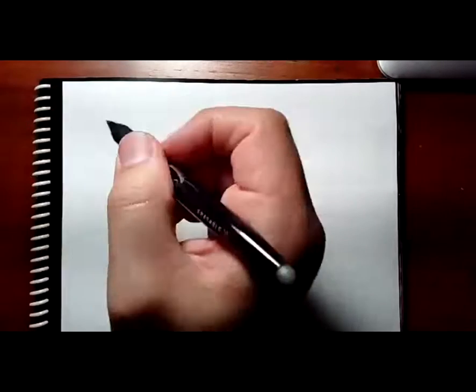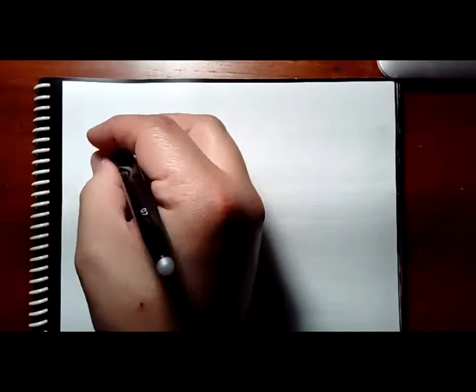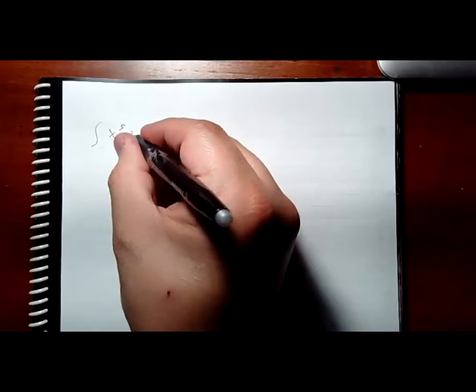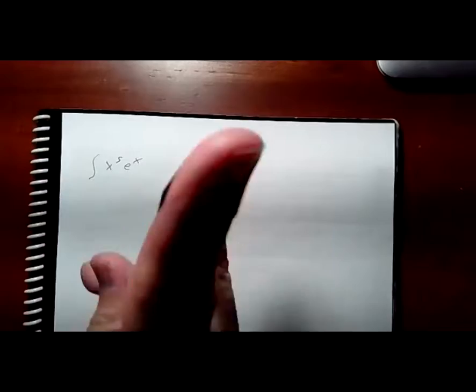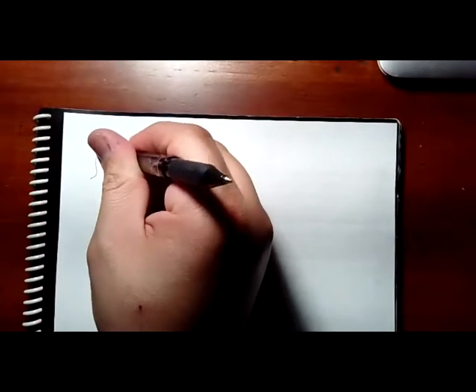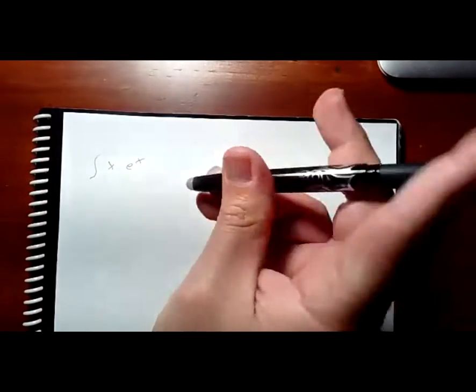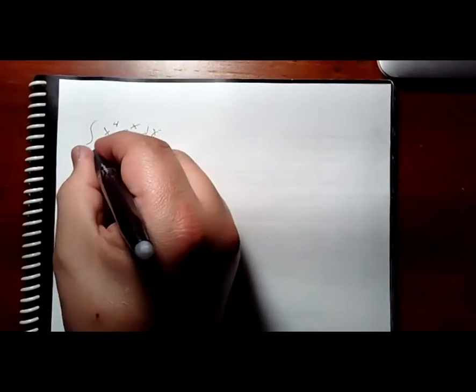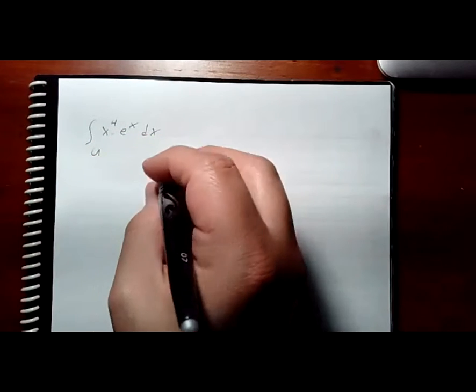So let's pretend that we had a Cal 2 question that said integrate x to the 5th e to the x. That's what we had originally, right? You can double check. Actually, it's 4. Again, you don't have to do tabular, but if you don't, you'd have to do integration by parts 3 times in a row, which is not fun. So this is a shortcut or a different technique.